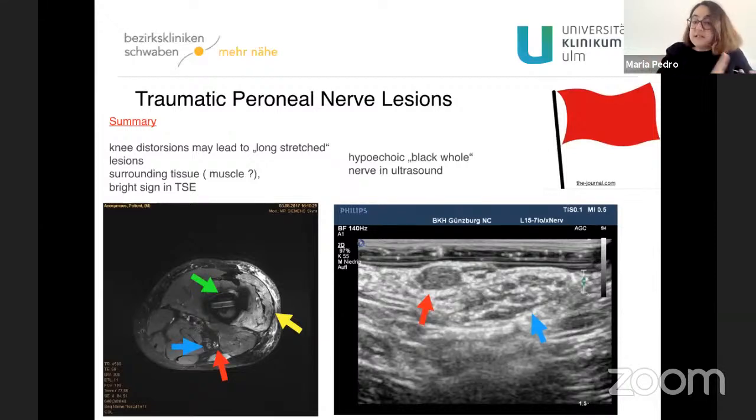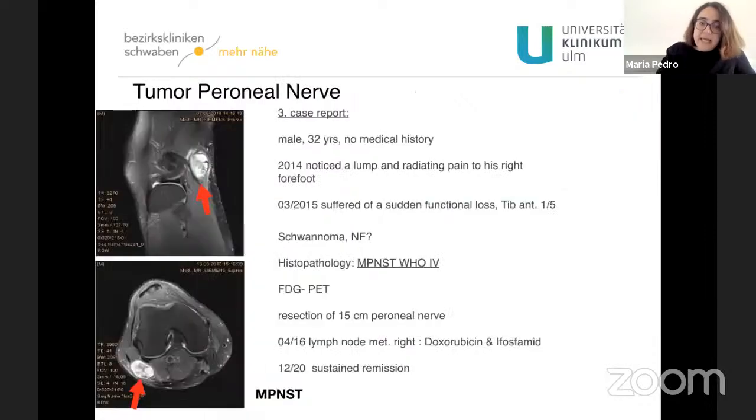This is another case. You see the denervated muscle, you see the screw, you see again blue arrow, the tibial nerve, and the white dots of the peroneal nerve. And again, ultrasound, right side tibial nerve, black hole, hypoechoic in nerve ultrasound. This is the typical finding of neuroma in continuity.